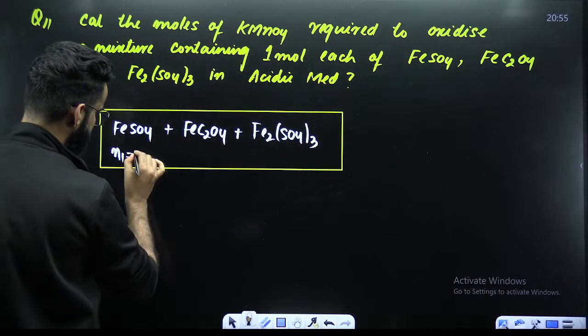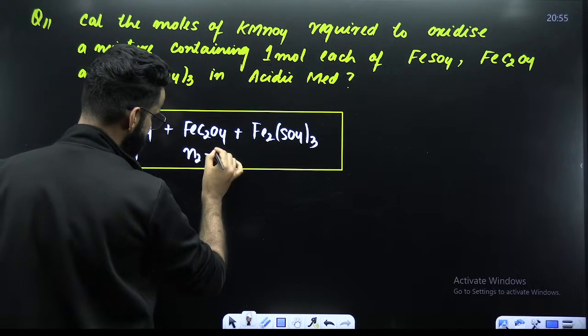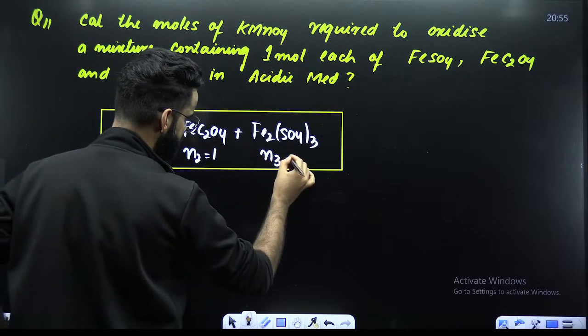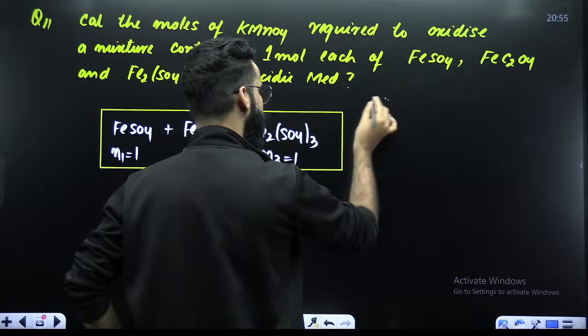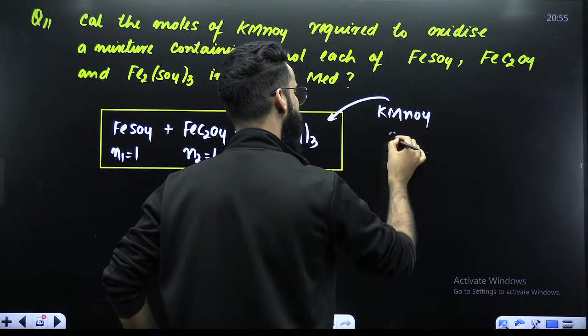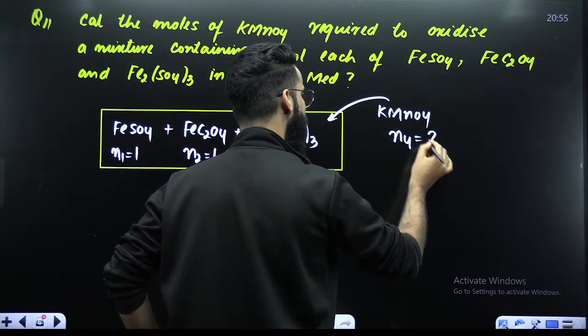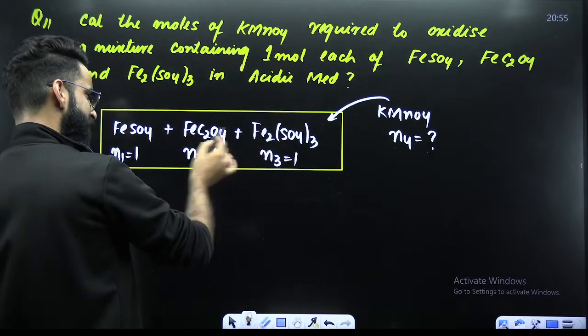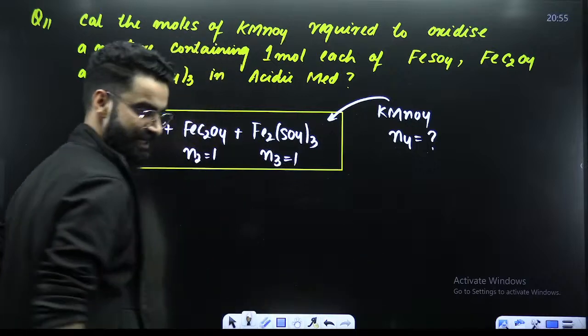You have got 1 mole of each of them present. So, the number of moles of this is 1, of this is also 1, and of this is also 1. Now, what you are doing is introducing KMnO4 here. You need to calculate how many moles of KMnO4 are required to react with a mixture containing 1 mole of each here in acidic medium.